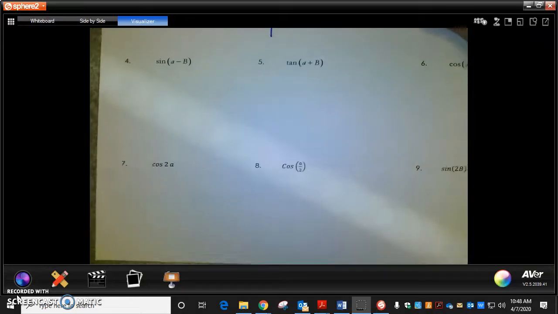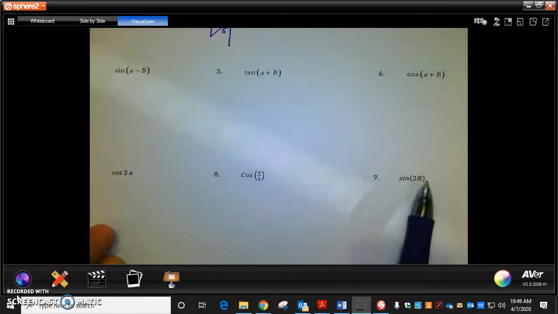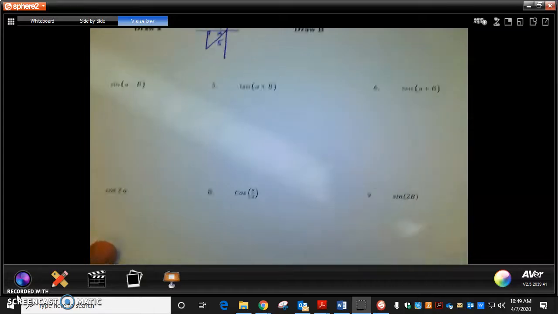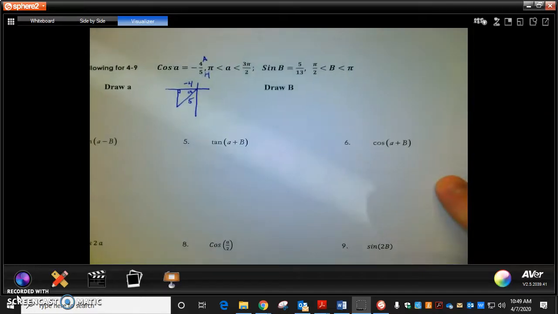For 7, 8, and 9, those are like double angle and half angle formulas. So when I go to do this problem, I'm only going to be looking at the picture that involves angle A, because this only involves angle A. Whereas when I do number 9, the sine of 2B, I'm only going to be looking at that triangle that I drew up here for B. That's what I'm going to be plugging in for that one. Okay, so that's the first page.